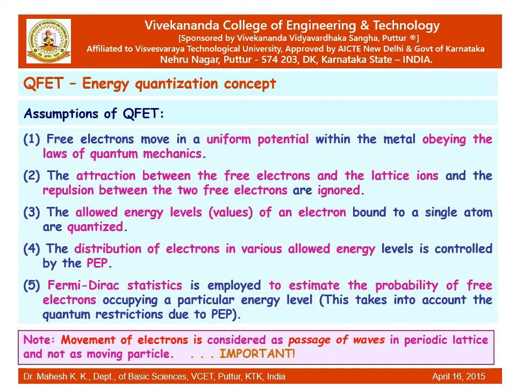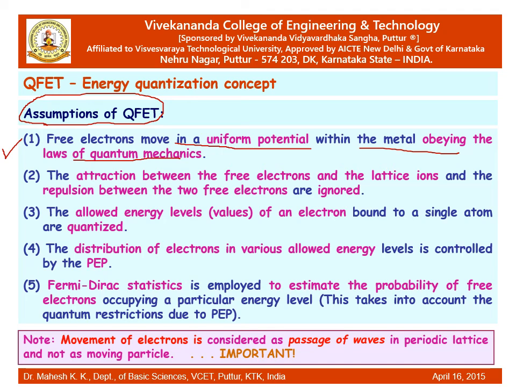So with this introduction to quantum free electron theory, similar to the classical free electron theory, let us consider the assumptions for the quantum free electron theory. There are some assumptions which are similar to the previous one. For example, the first one is that free electrons move in a uniform potential within the metal, obeying the laws of quantum mechanics.